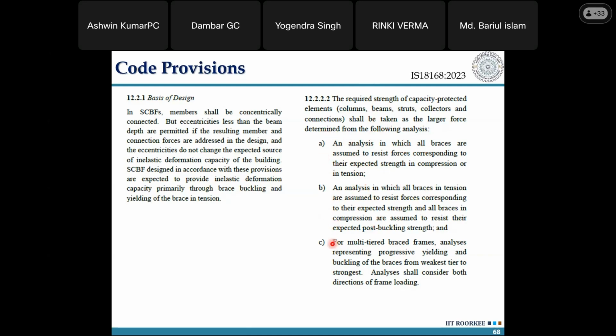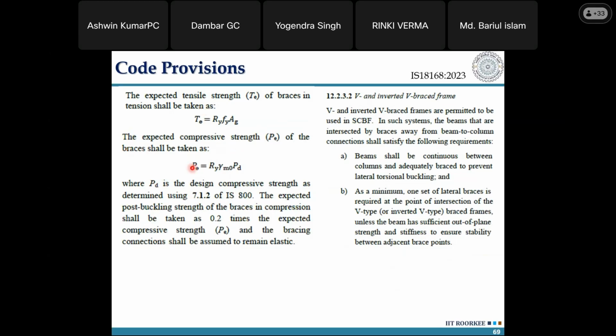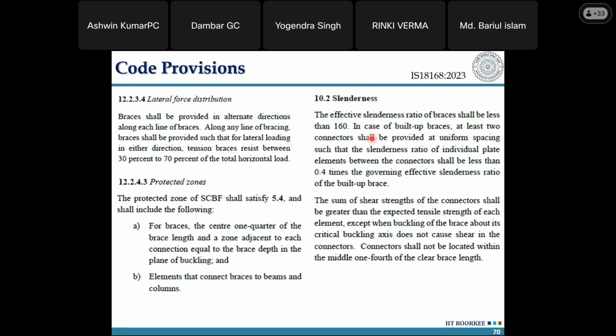Multi-tiered brace frame is another version of the CBF system. I have images for it and you will understand what that is. This is the expected capacity under tension and compression for which you will design the force controlled element. That is this particular thing. And for inverted V and inverted cases, the conditions are given separately.